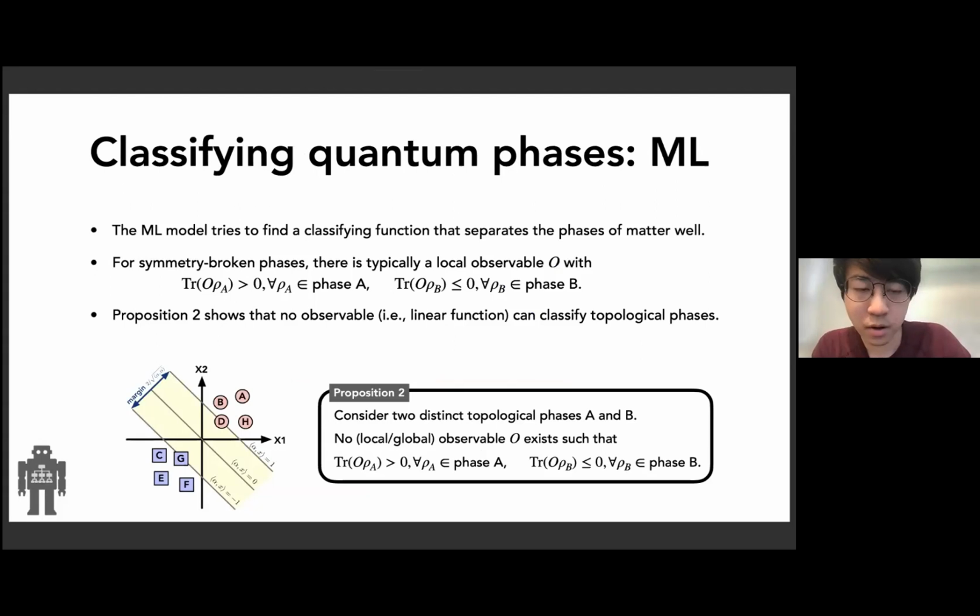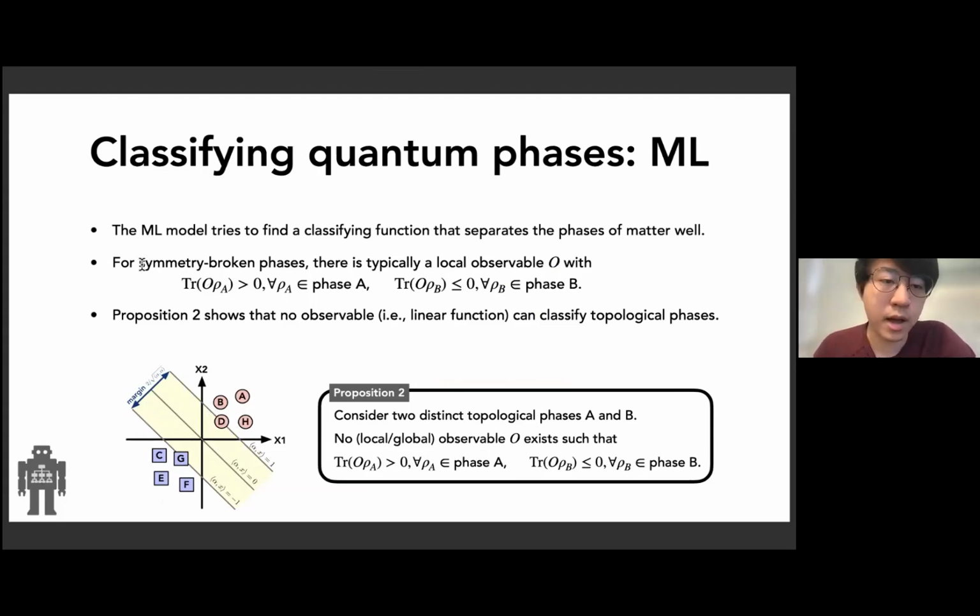Essentially, what the machine learning model has to do is find a classifying function that allows it to separate the phases of matter. So for example, if there are these different states, A, B, D, H, and C, G, E, F, basically the machine learning model has to find some separating function that allows it to classify between this phase and this phase.